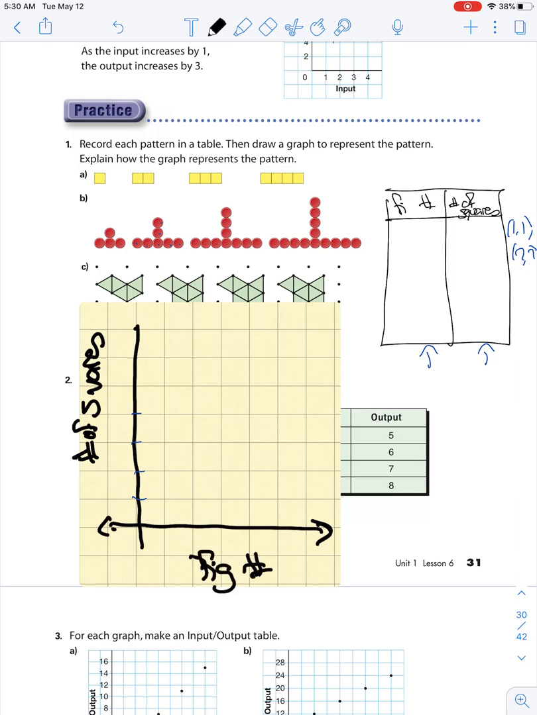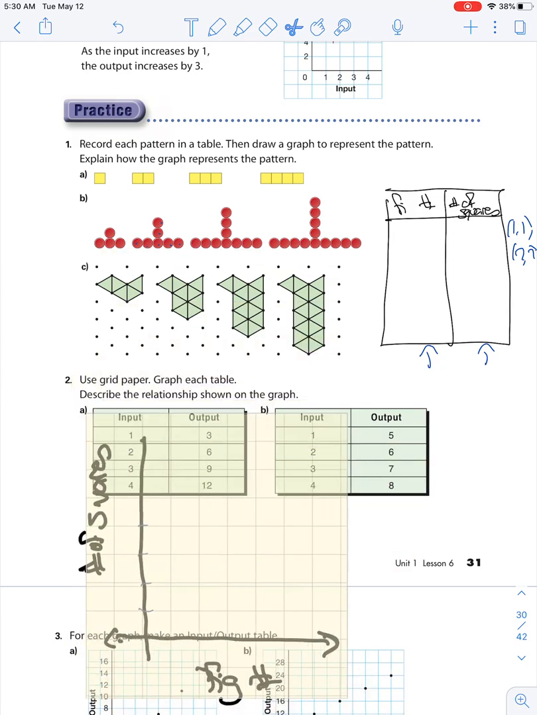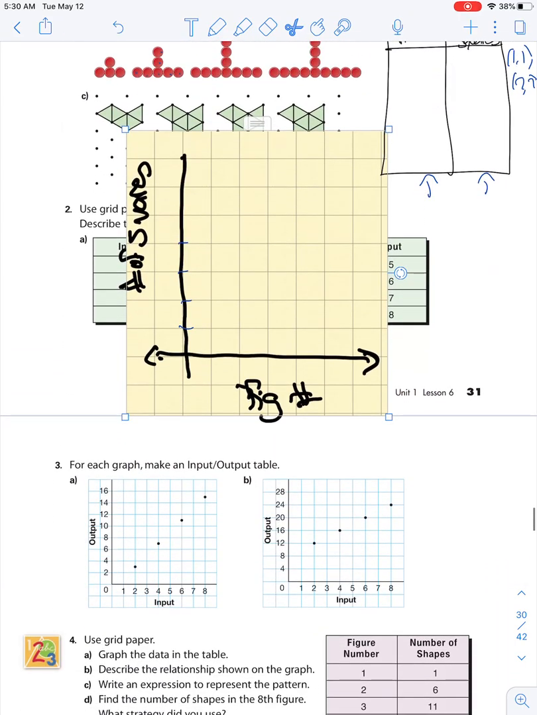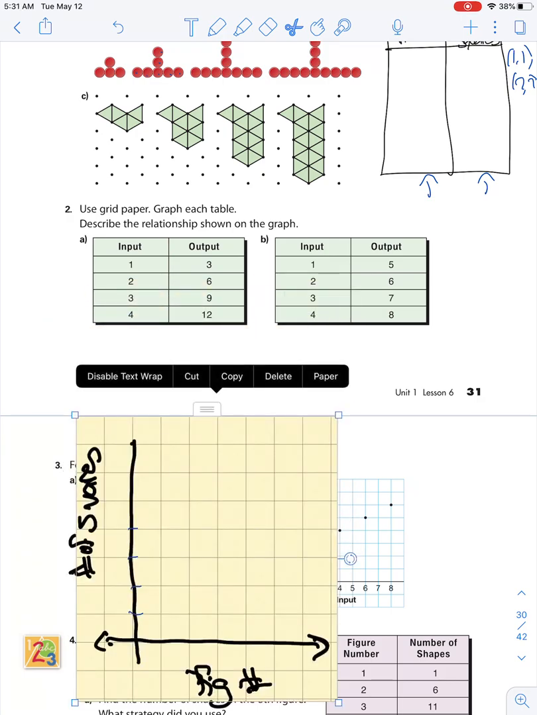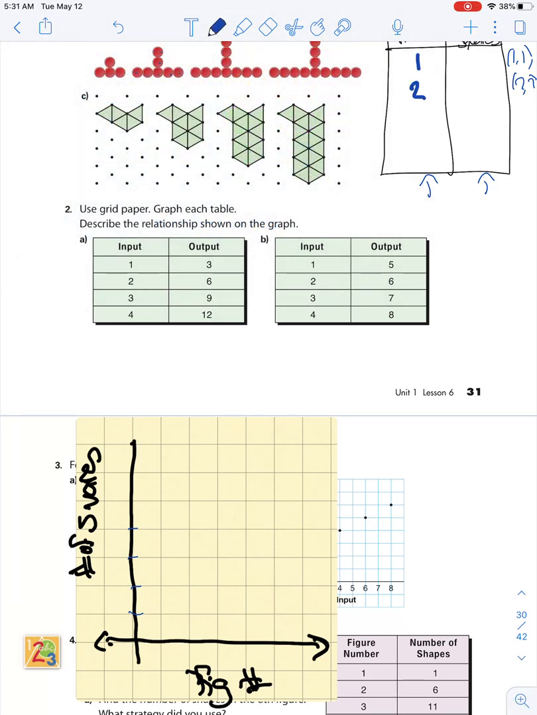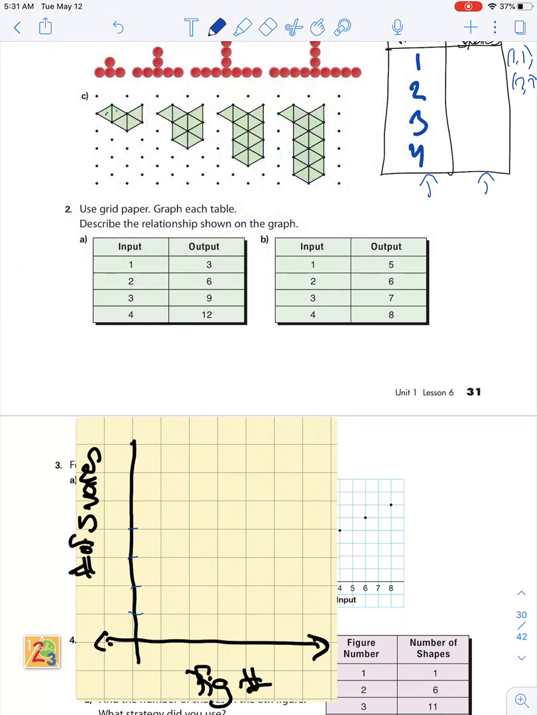Now, let's see. Okay. Figure number. This shouldn't be number of squares, it should be number of triangles, but we're close. Is it going to let me move this thing? Yes. Okay, good. Excellent. Oh, wow. There. Okay, well, we can still do this. So we have figure 1, 2, 3, 4. And then how many items do I have? 1, 2, 3, 4, 5. And then 1, 2, 3, 4, 5, 6, 7, 8, 9.